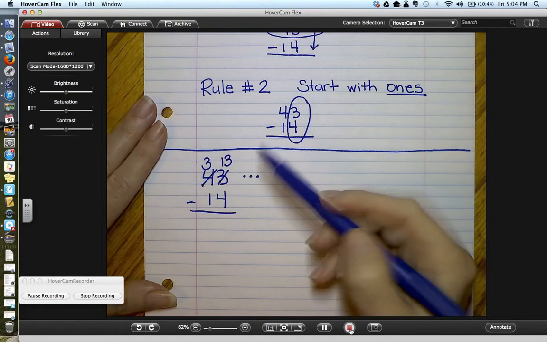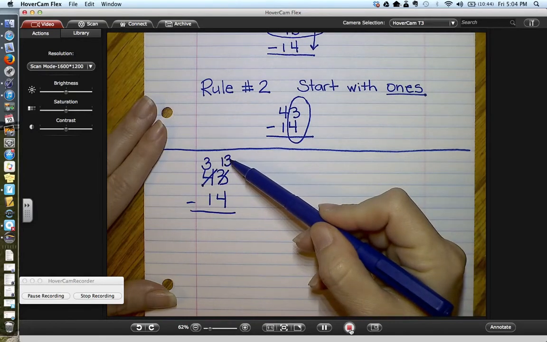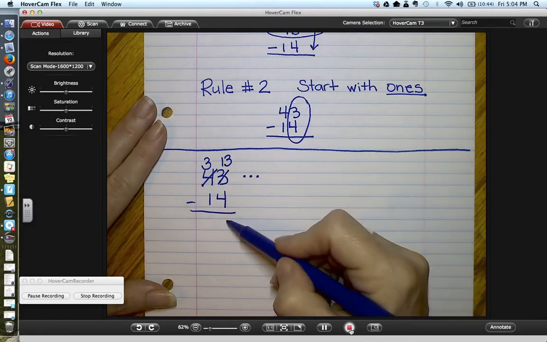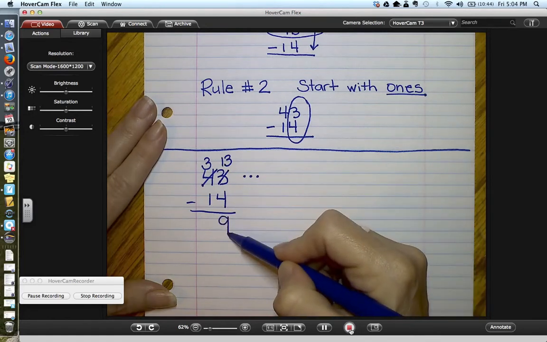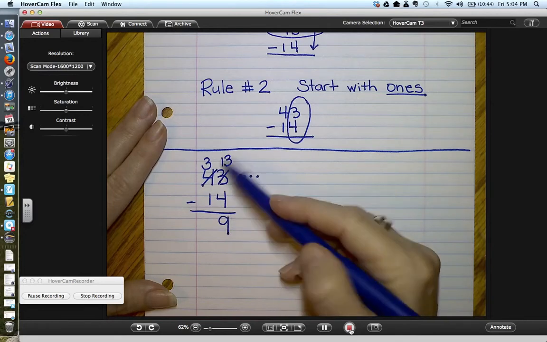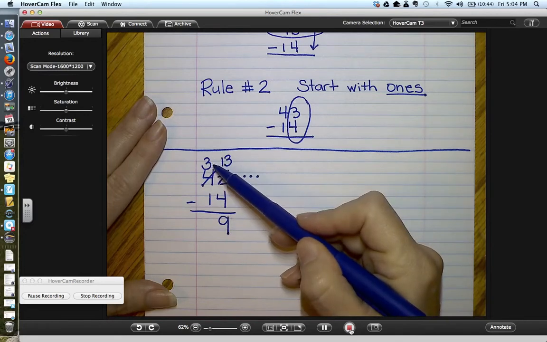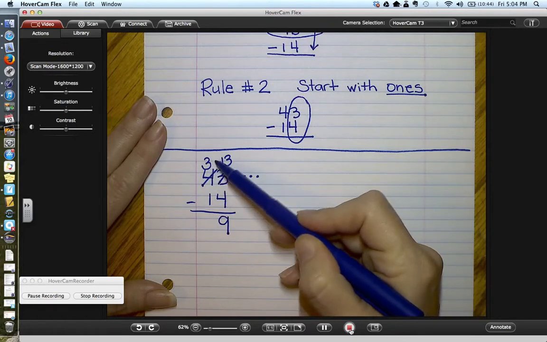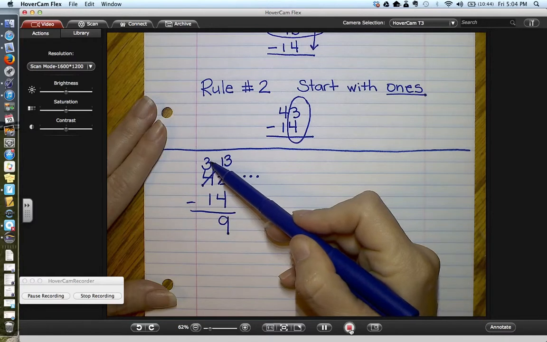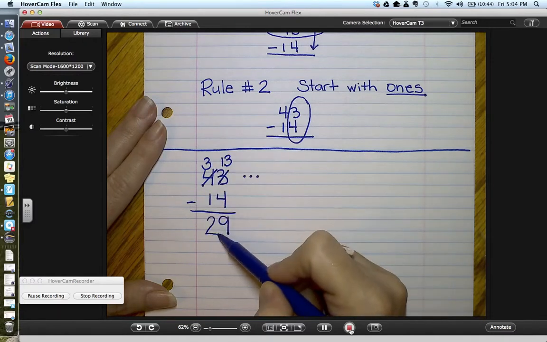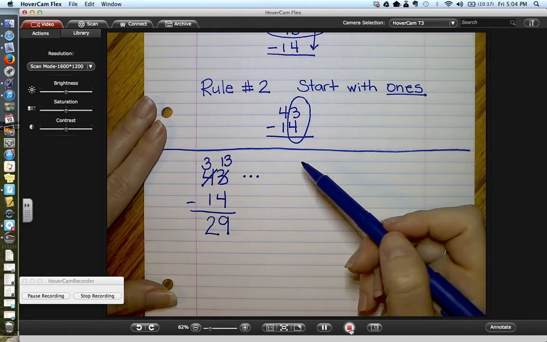Now we have numbers that we can subtract. 13 minus 4 is 9. And I'm not done though. I still need to go over to this tens column and complete the subtraction. There's no longer a 4, it is now a 3. So I'm using this 3 and taking away 1, which leaves me 2. So the answer to 43 minus 14 is 29.